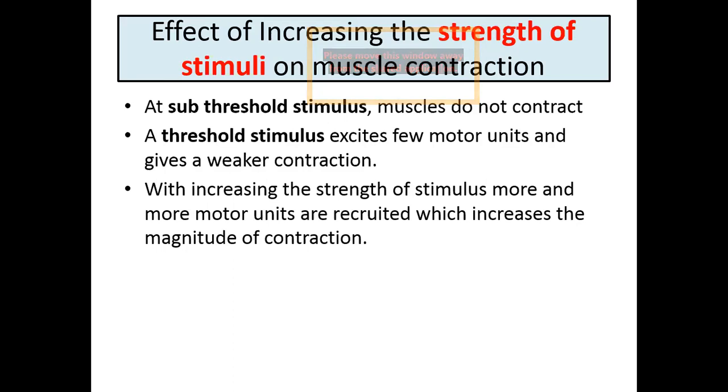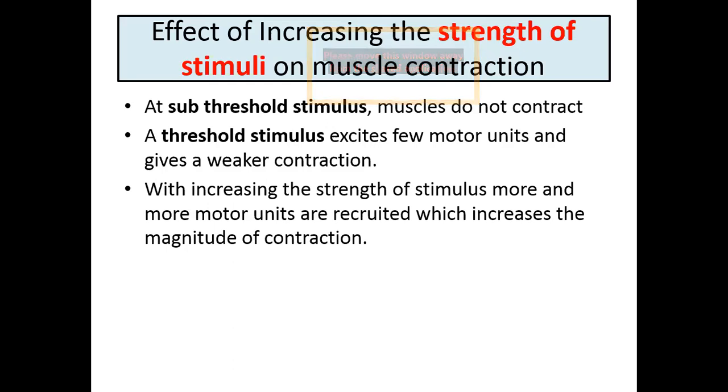Now, with increasing the strength of the stimulus more, means more than threshold. What do we call that? More than threshold stimulus? Supra-threshold. Yes, supra-threshold stimulus. So I increase the strength of the stimulus, I increase more than the threshold, more motor units are activated, or we call it as the recruitment of motor units. Okay, it is called as recruitment of motor units.